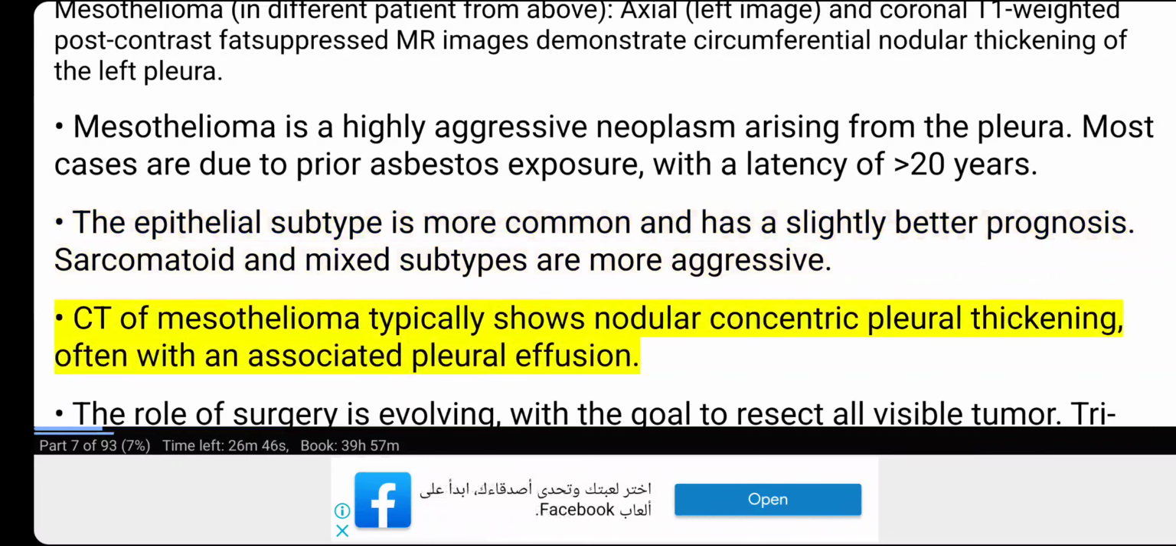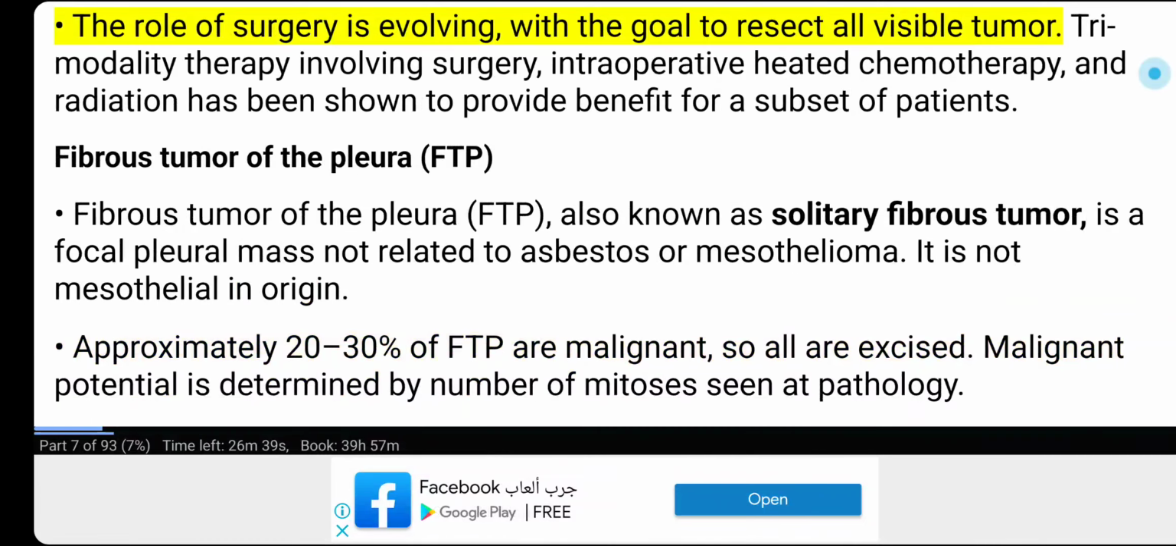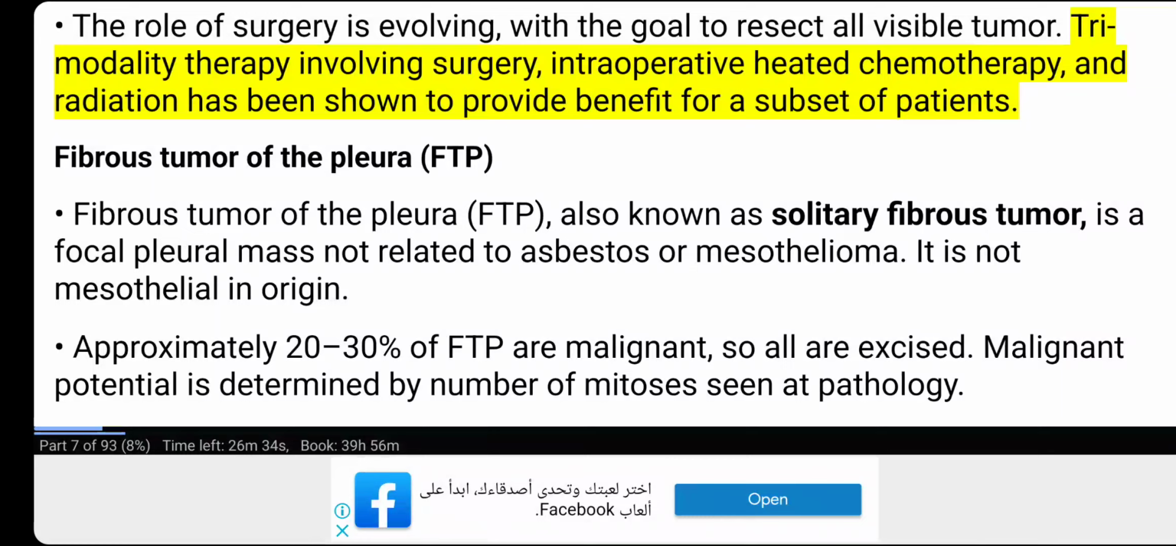CT of mesothelioma typically shows nodular concentric pleural thickening, often with an associated pleural effusion. The role of surgery is evolving, with the goal to resect all visible tumor. Trimodality therapy involving surgery, intraoperative heated chemotherapy, and radiation has been shown to provide benefit for a subset of patients.